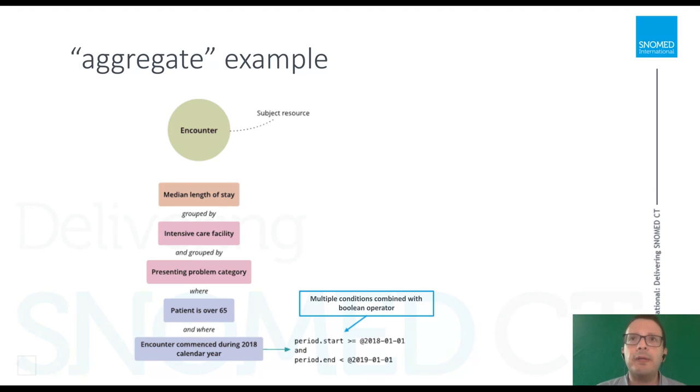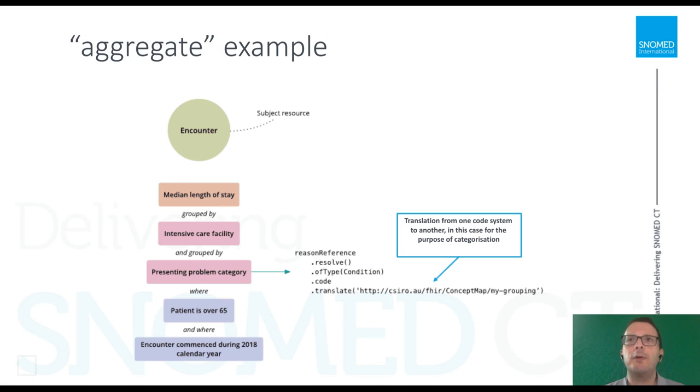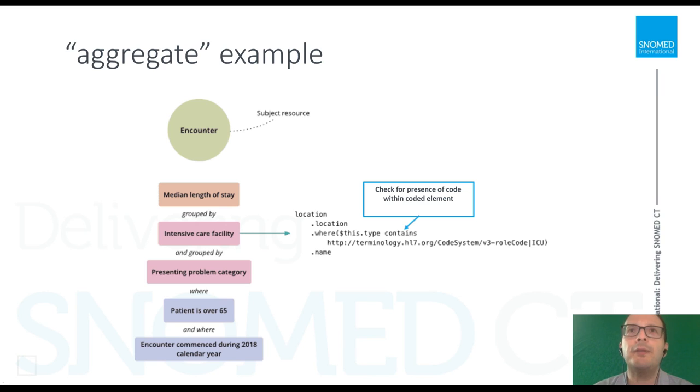This is an example that again, I'll go a bit quickly through it, but you can see the different steps in building first the filters. Then this is another filter that's saying that we're only interested in patients over the age of 65. Then you can define groupings. So in this case, we're grouping by the presenting problem category and doing a mapping to a different code system.